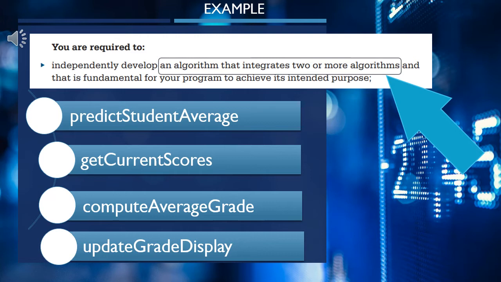The main algorithm might just be simply three different function calls, where it calls this function to do its job, and then it calls this function to do its job, and then it calls this function to do its job. And the main algorithm is just calling other functions to do their subtasks. That would be a good top-down design for that example.